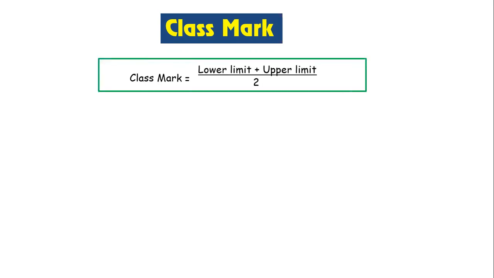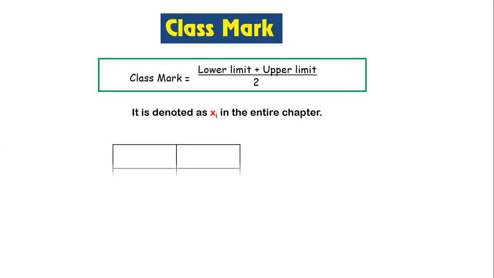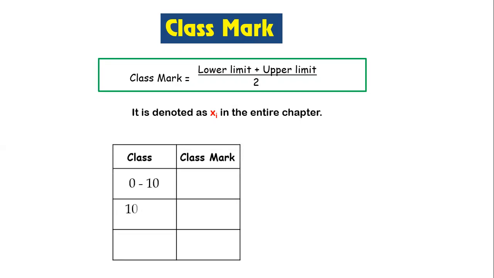What is lower limit? What is upper limit? If you have forgotten, don't worry. I will definitely let you know. You also have to remember that class mark in this chapter is denoted as xi. So wherever you see xi, it means class mark. Now kids, moving ahead, let us take an example of a class interval to find out what is class mark. Now there are three class intervals with us: 0 to 10, 10 to 20, 20 to 30.